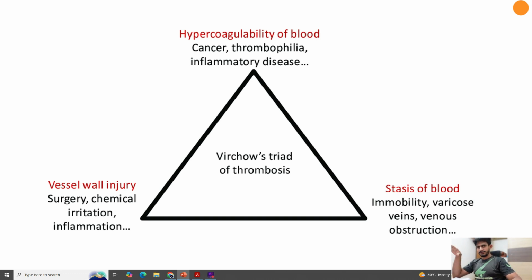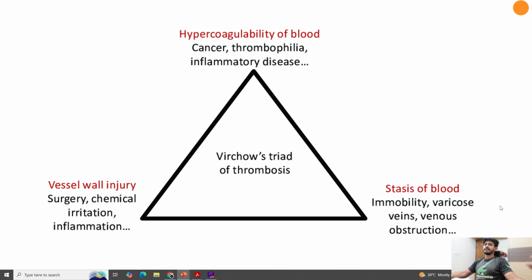Any of these three factors, when disrupted from their normal physiological parameters, can lead to thrombosis, especially if all three are disrupted. Anything that increases the density or thickness of blood, or the hypercoagulability of blood, so when a person has cancer, or a protein C or S deficiency. Anything that damages the endothelial lining of the vessel, whatever it is, can lead to thrombosis.